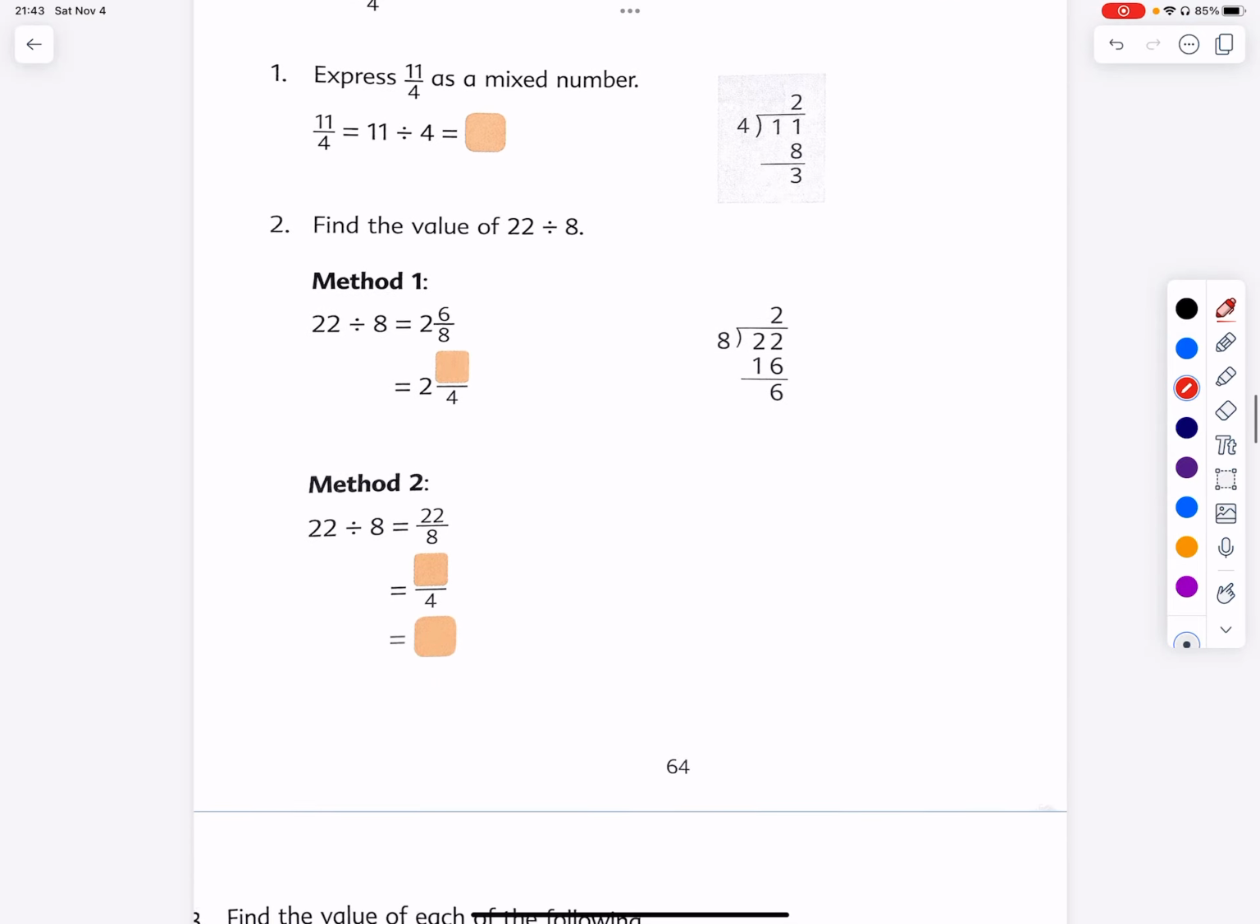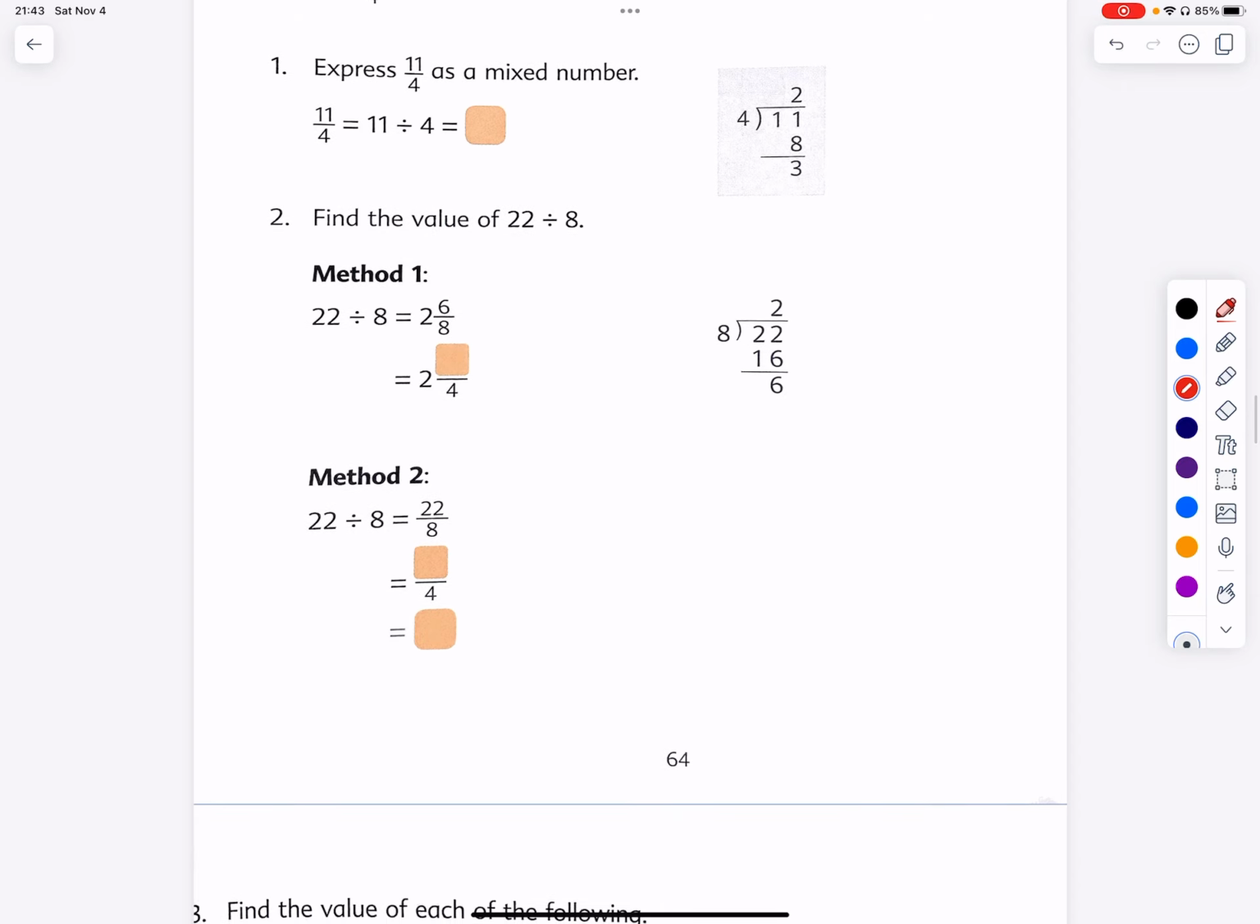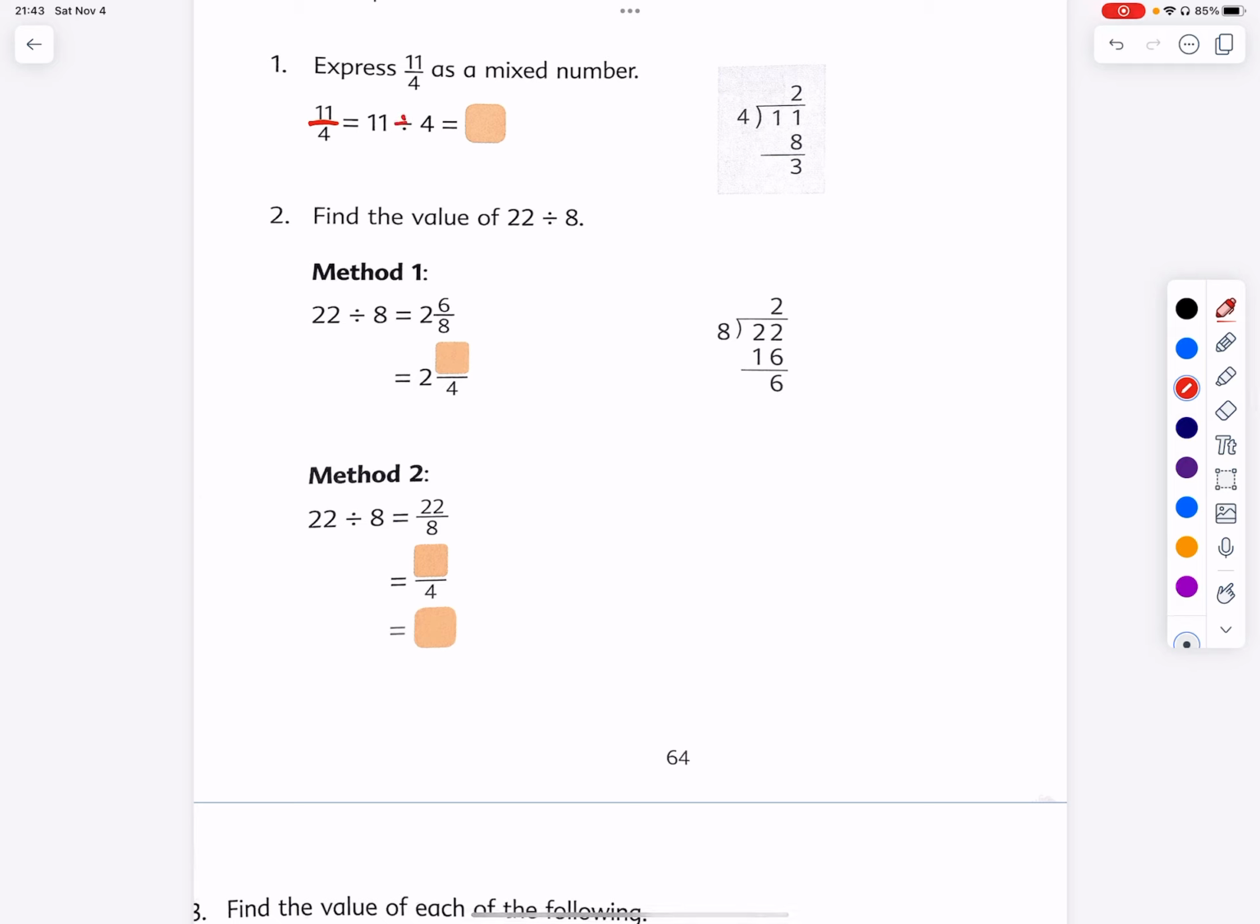Let's practice. Some people think it's simple. Some people get so confused. Let's practice. Express. We've seen this word often. Express means write in a different way. Translate 11 quarters as a mixed number. Well, 11 quarters, right? 11 over 4 is the same as 11 divided by 4. All the same ways. Same ways to represent the same operation.